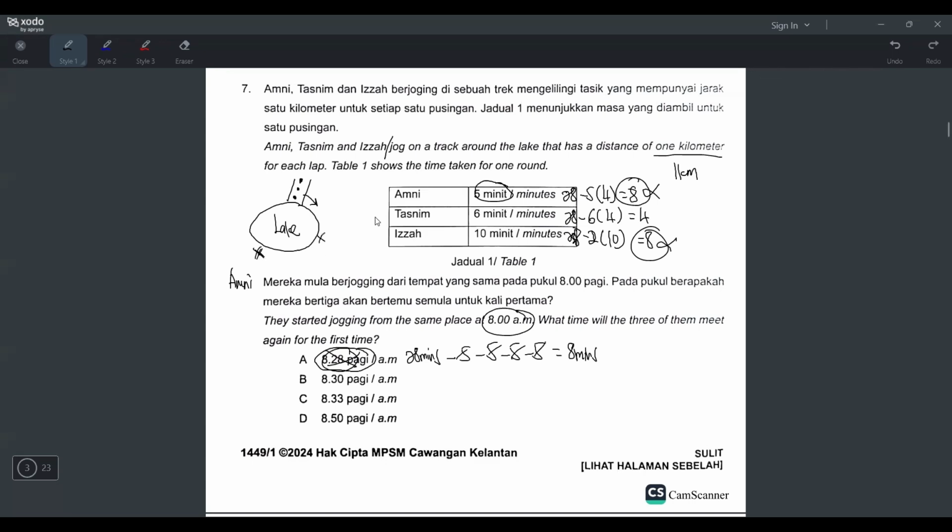It will be behind here because she's slower, right? She's slower. So it's definitely somewhere here, and they cannot be in the same position. It's impossible because Iza is slower than Amni. So that's why I know A is wrong.